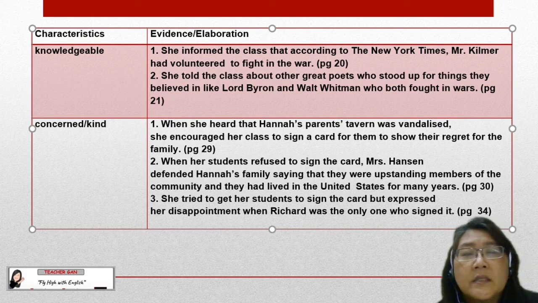Mrs. Hansen is also concerned or kind. Evidence: when she heard that Hannah's parents' tavern was vandalized, she encouraged her class to sign a card for them to show their regret for the family. Second, when her students refused to sign the card, Mrs. Hansen defended Hannah's family, saying that they were upstanding members of the community and they had lived in the United States for many years. 3. She tried to get her students to sign the card but expressed her disappointment when Richard was the only one who signed it.